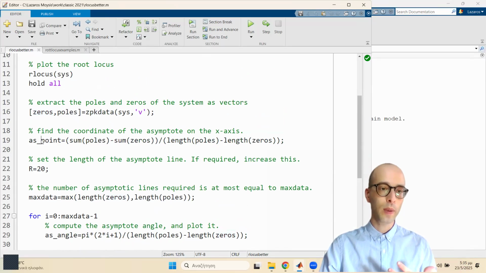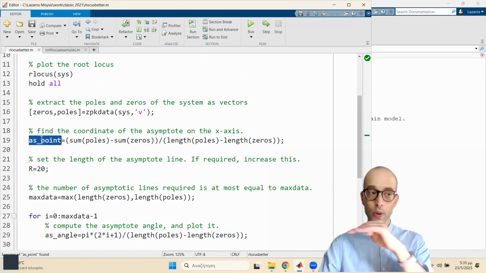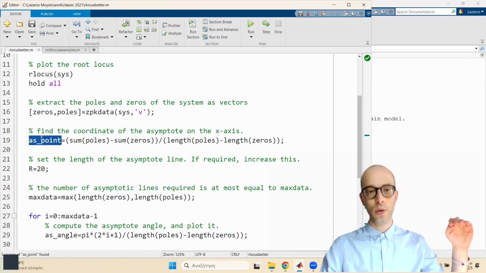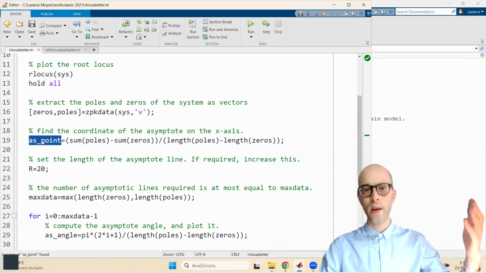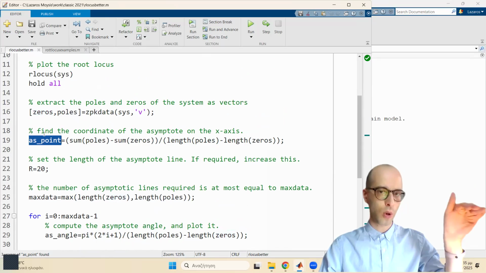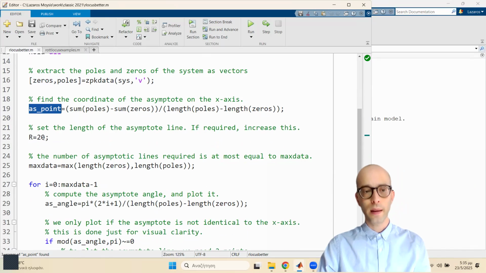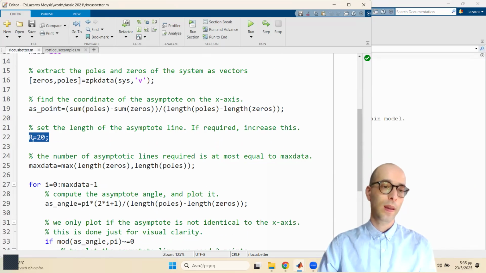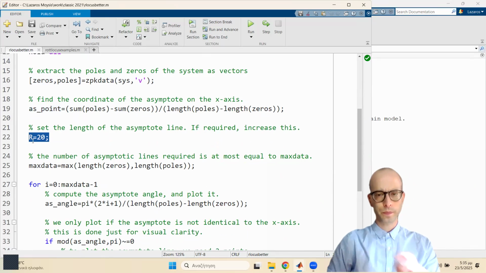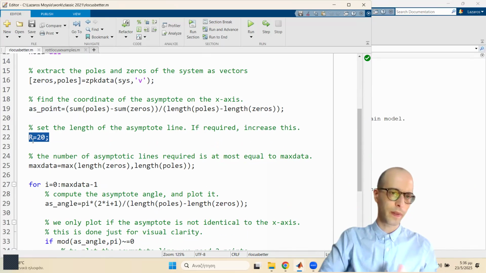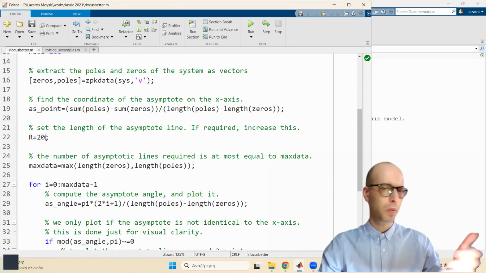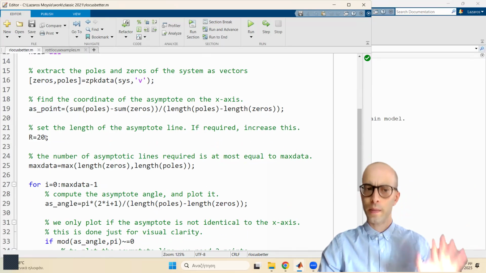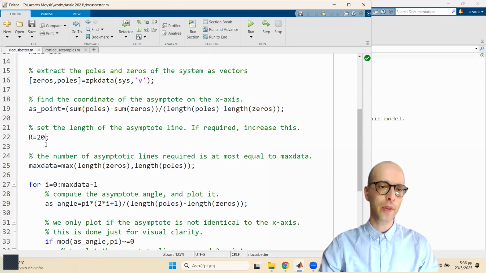So as we compute that, we get the asymptotic point, which is the point on the x-axis, with its coordinate, and of course the y coordinate for this point is 0 because it's on the x-axis. Now I simply set by default the length of the asymptote. Of course, the asymptote will go to infinity, but I need a specific length, which is a basic number like 20. You can make it higher if you like, but 20 is enough for all of these graphs.